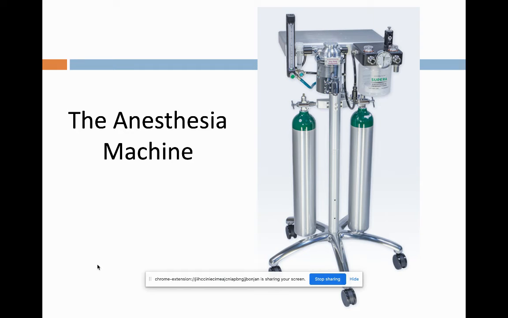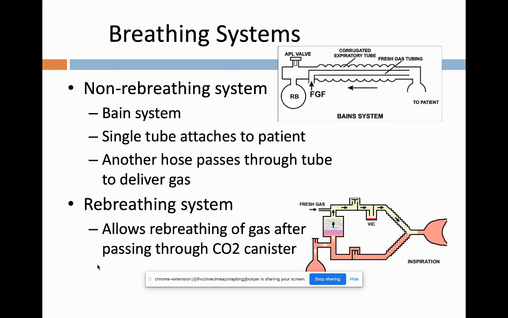Anesthetic machines come in many different shapes and sizes. They may vary a little bit in the way that they look from veterinary clinic to veterinary clinic. Those machines are also going to have breathing systems, non-breathing systems, and rebreathing systems, and you need to become familiar with those as a technician in the surgical suite.